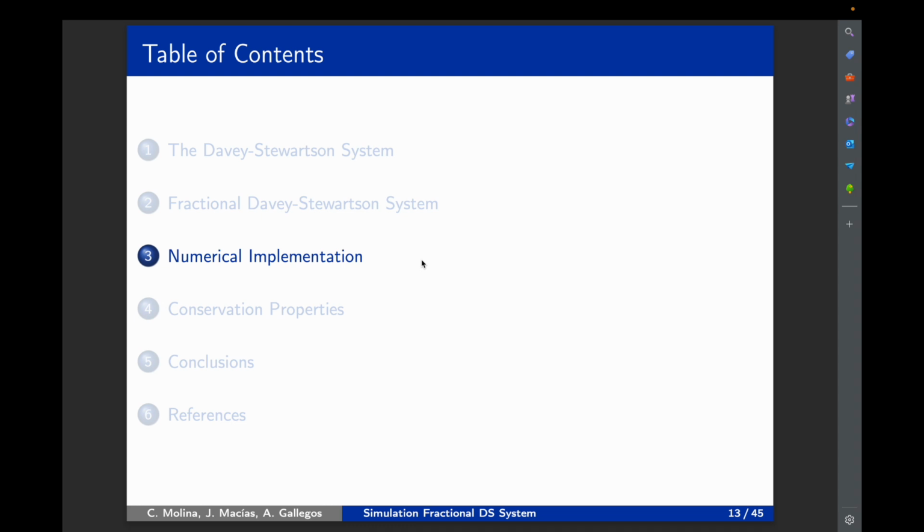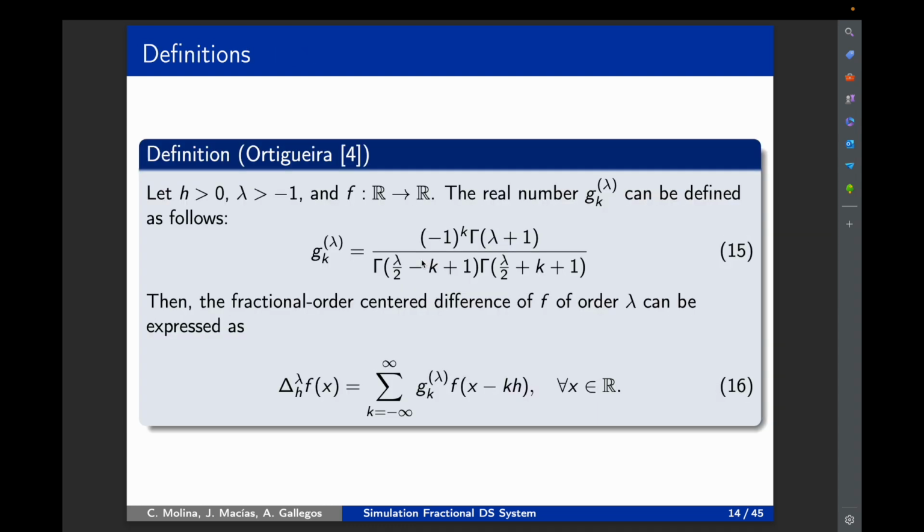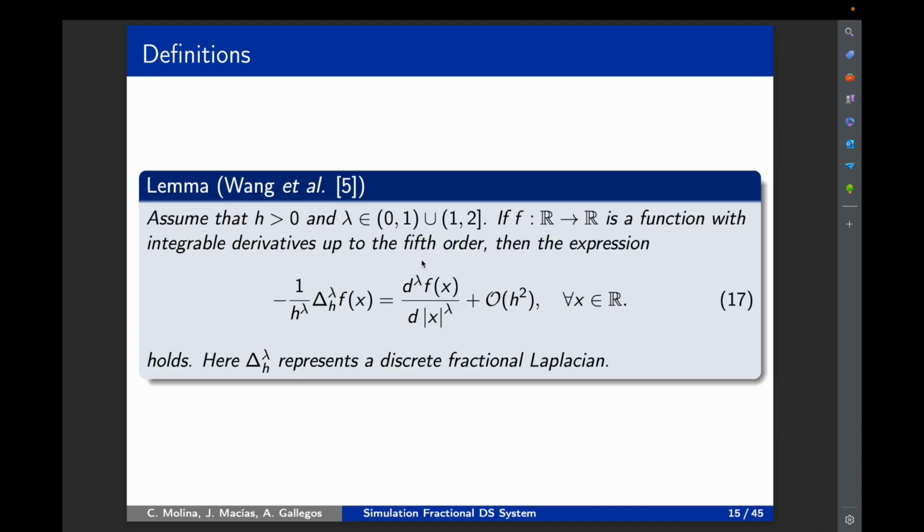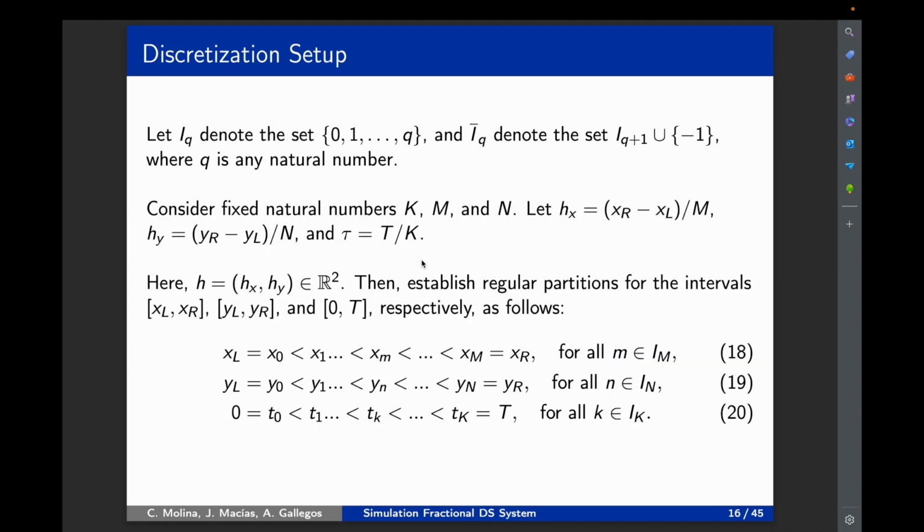Now we can talk about the numerical implementation. First, we need the following definitions. We have to define the real number g, which is a function of the gamma function, and then we can define the fractional order centered difference of the function of order lambda. With these definitions, we have the following lemma, which is going to allow us to have the representation of the discrete fractional Laplacian, which is going to be used to discretize our equation.